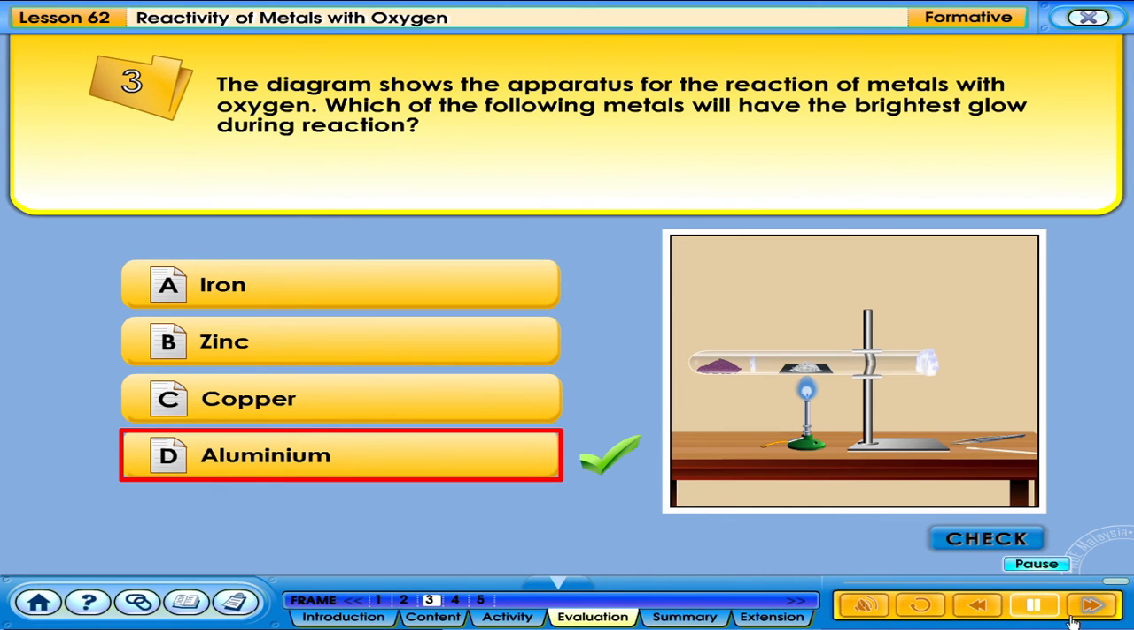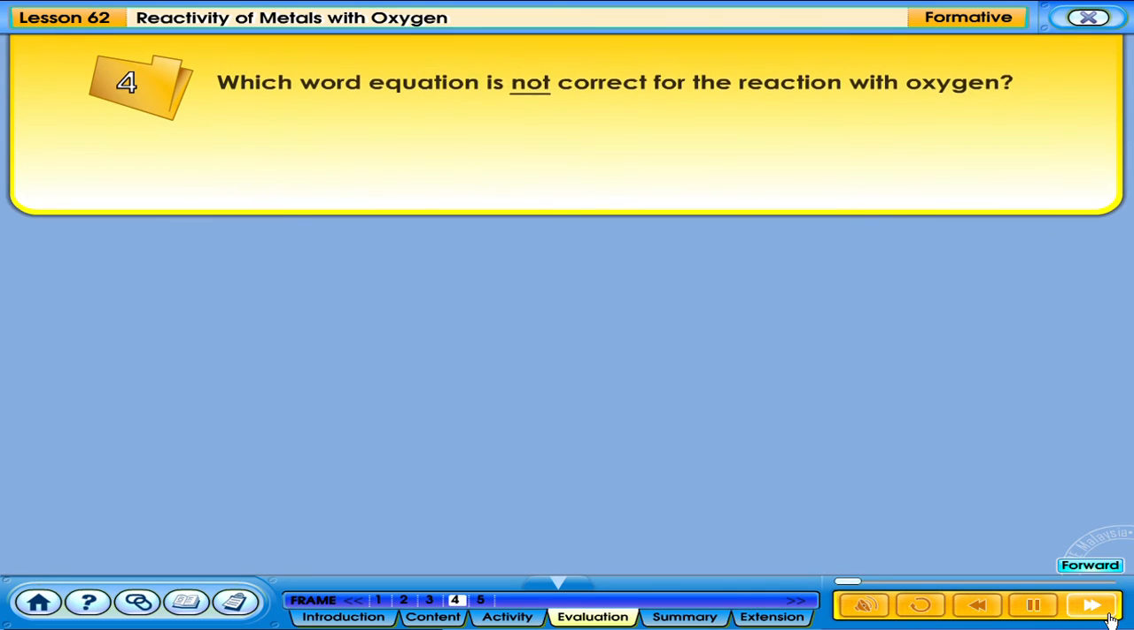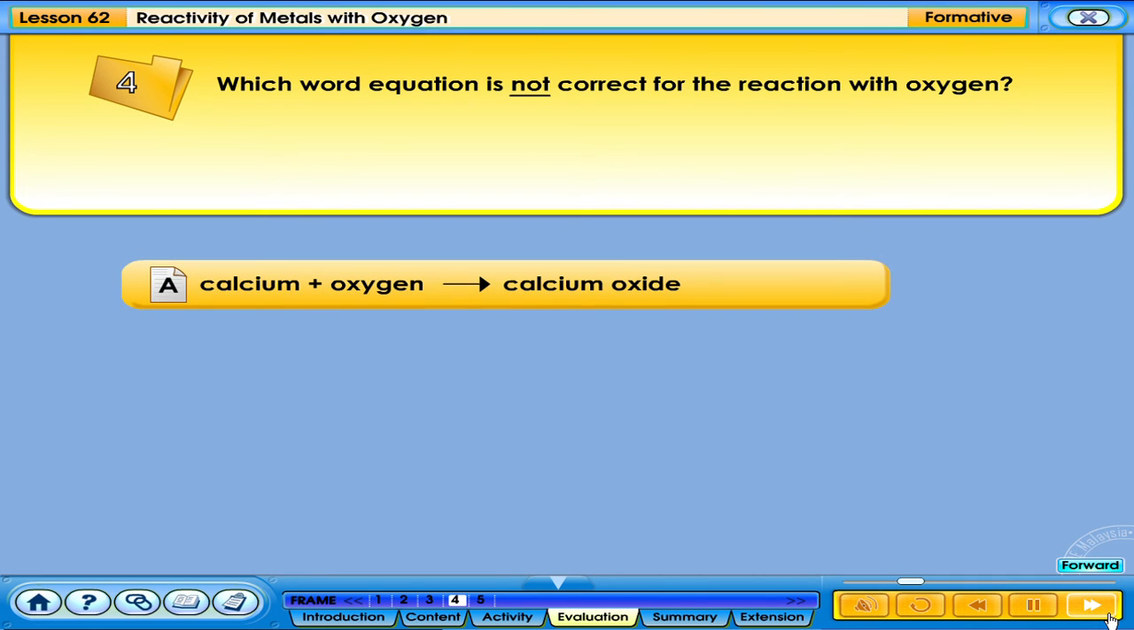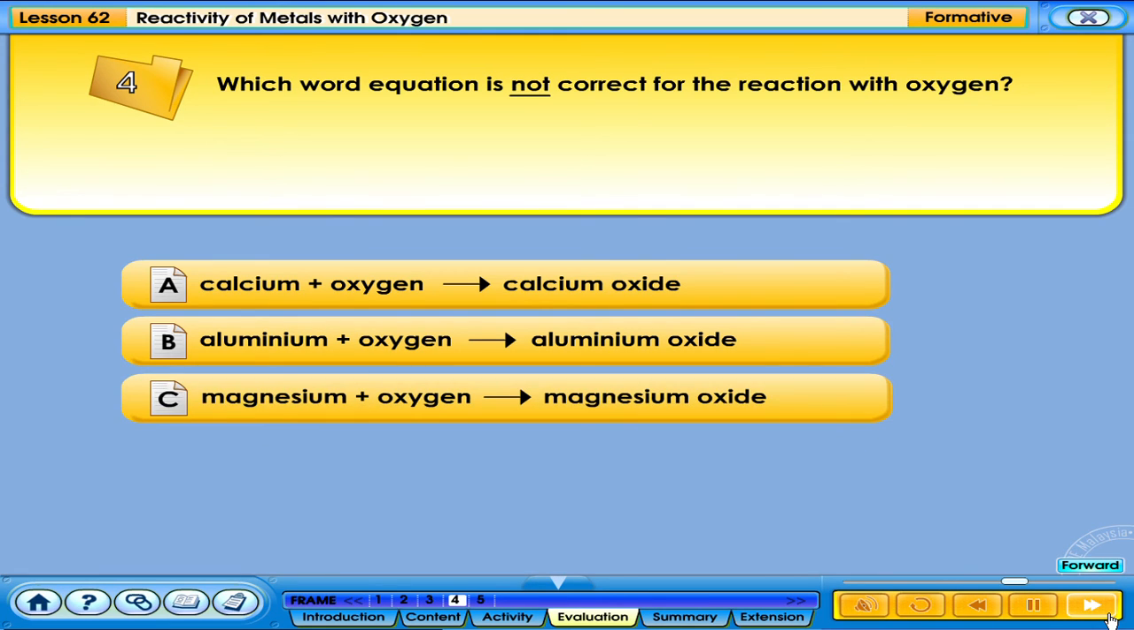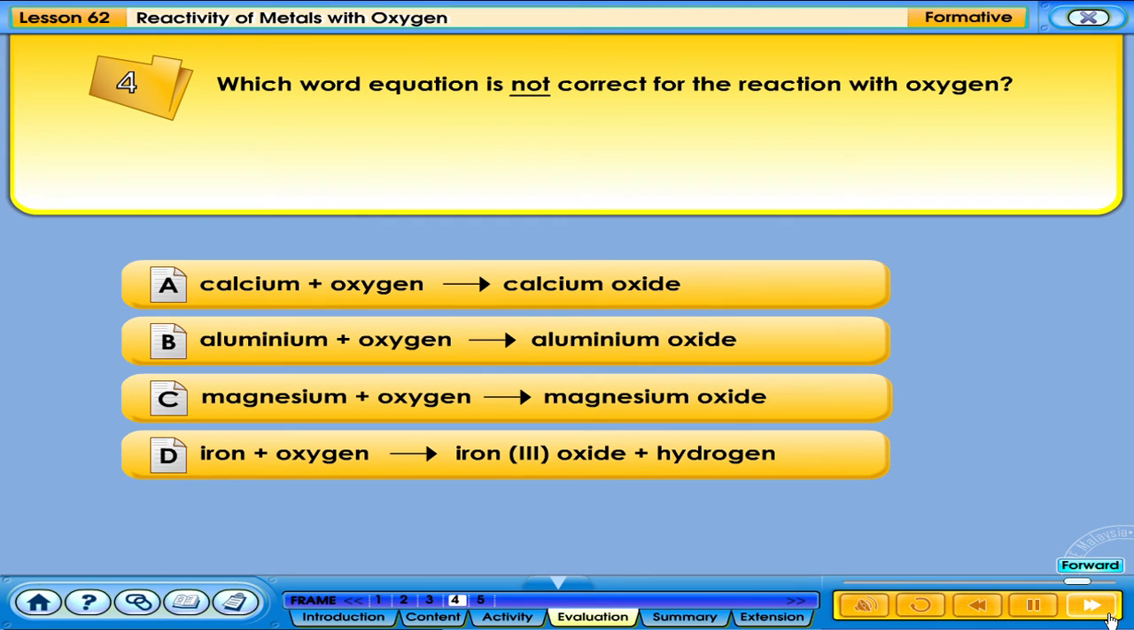Your answer is correct. Which word equation is not correct for the reaction with oxygen? A. Calcium reacts with oxygen, produces calcium oxide. B. Aluminium reacts with oxygen, produces aluminium oxide. C. Magnesium reacts with oxygen, produces magnesium oxide. D. Iron reacts with oxygen, produces iron(III) oxide and hydrogen.